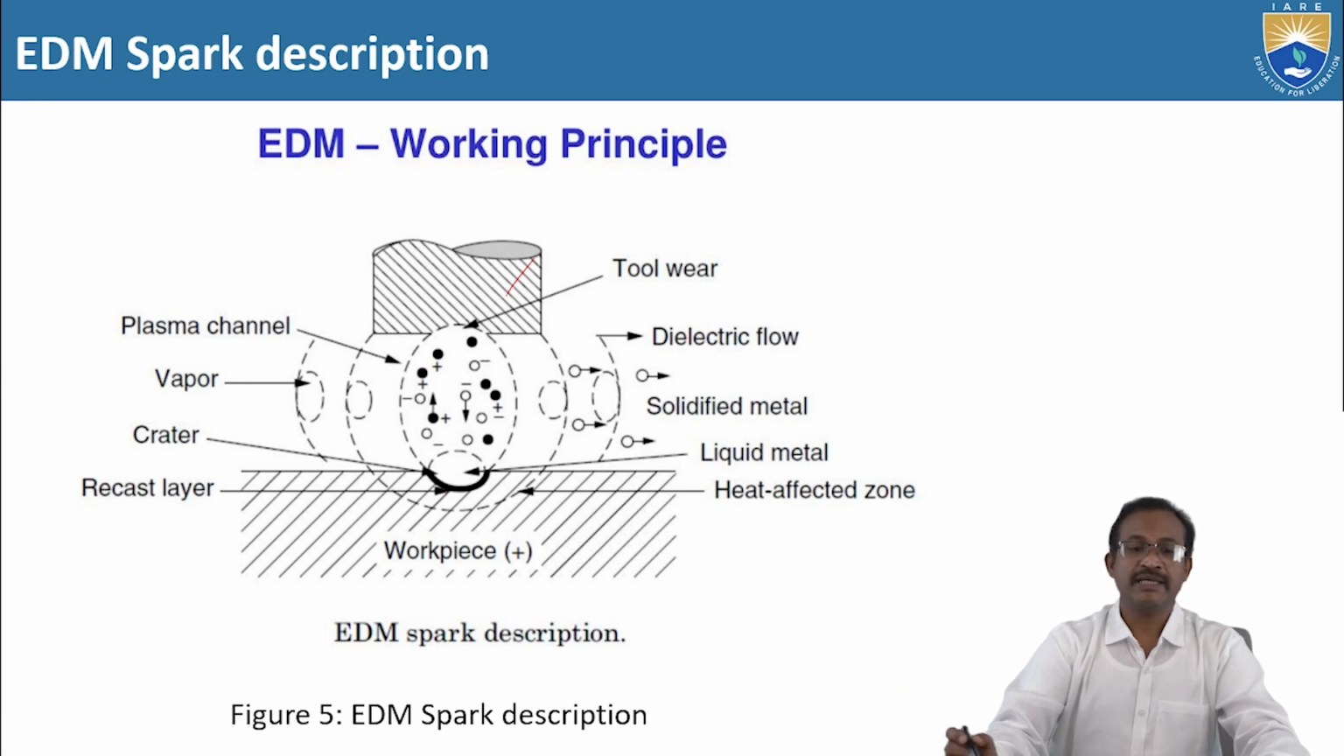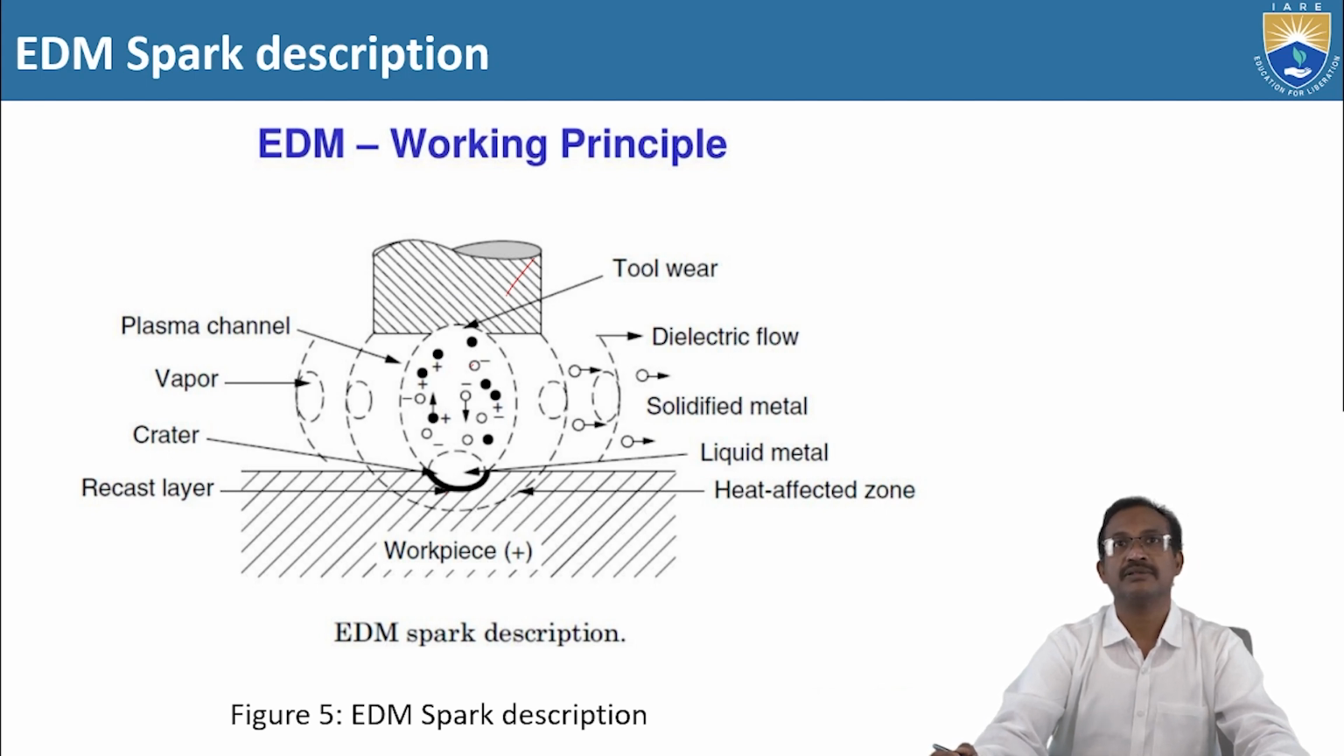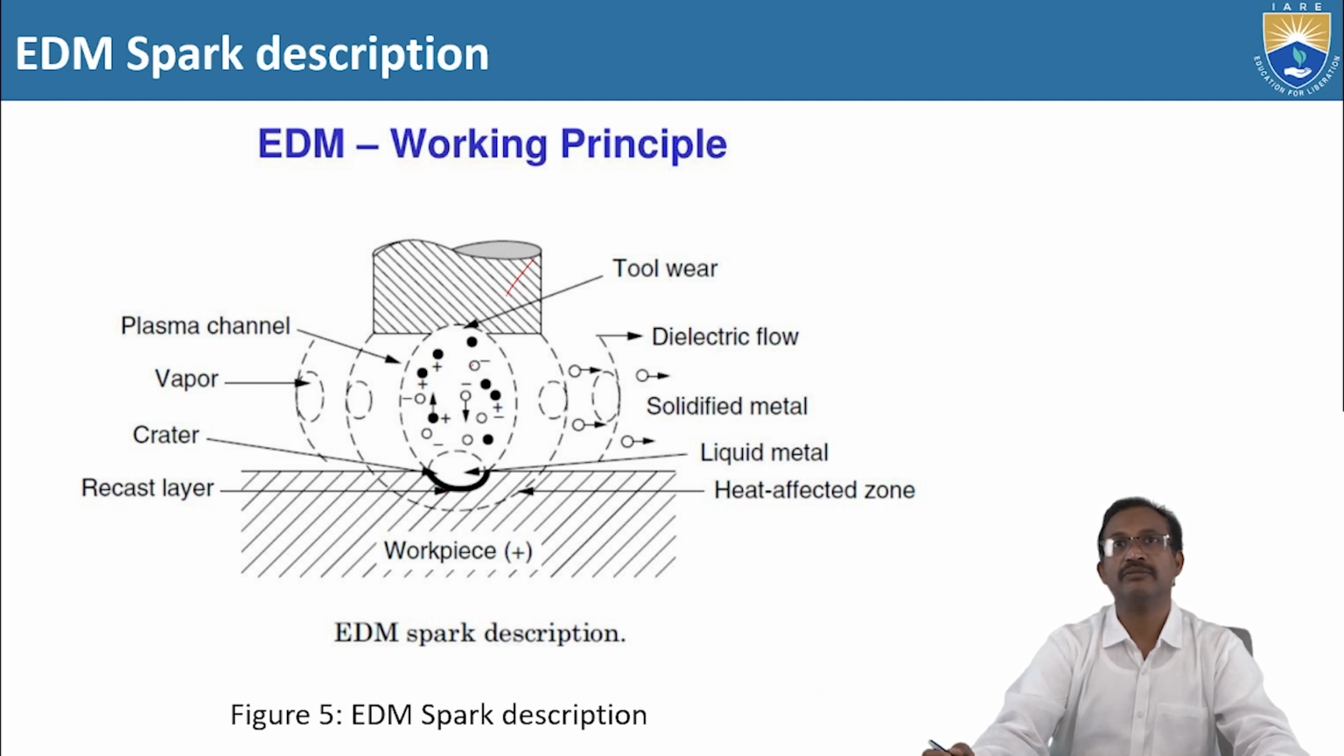So you can see clearly the positives and negatives, anodes and cathodes. Positive ions are attracted towards the tool, and negative ones are attracted towards the workpiece. So electrons are towards the workpiece, and the positive ions are towards the tool. That's what we have discussed.